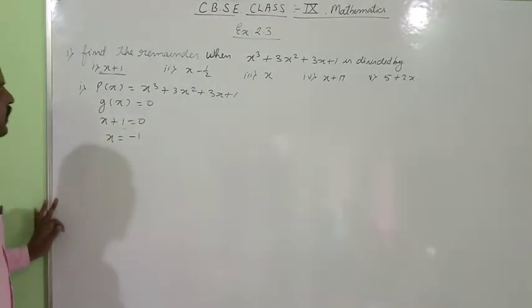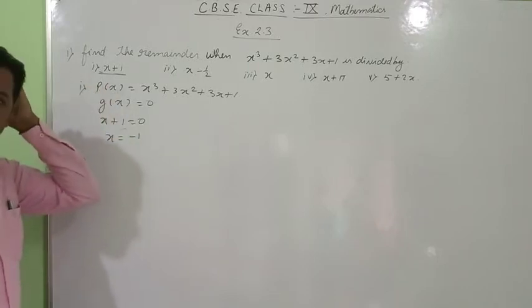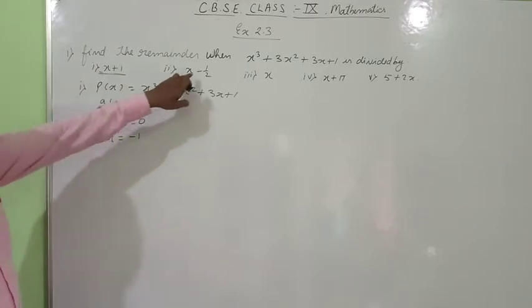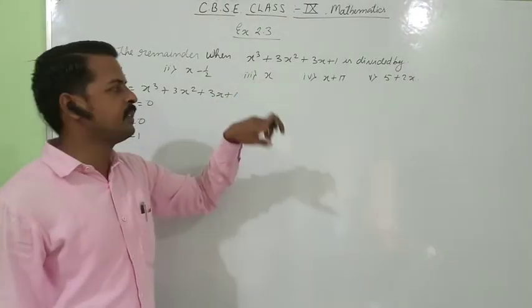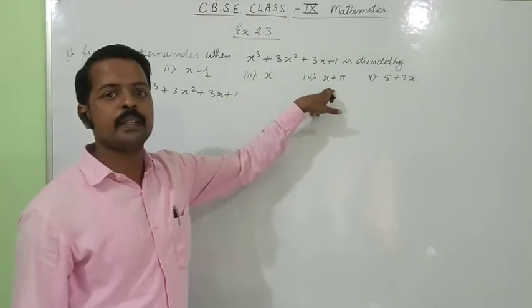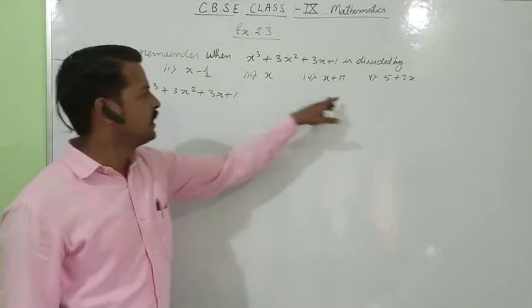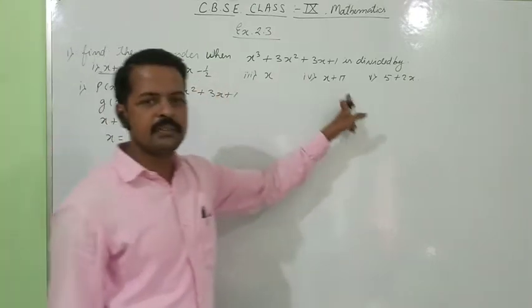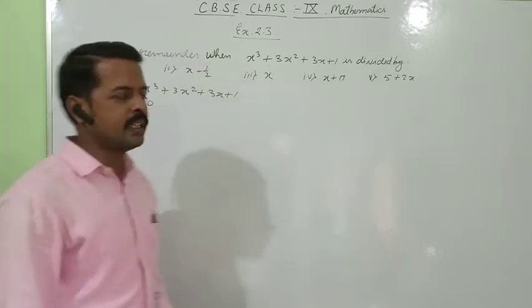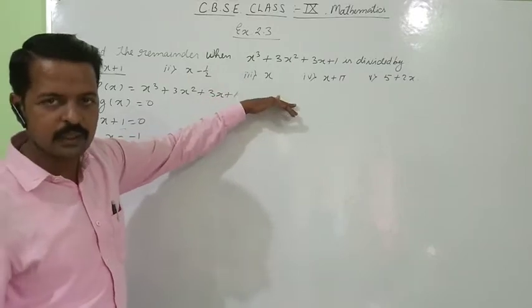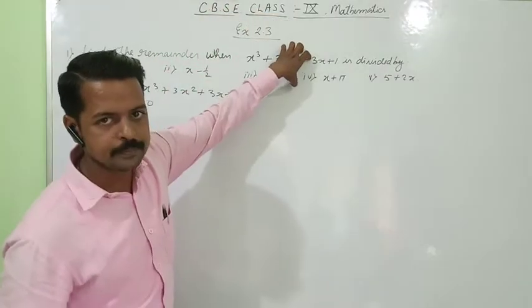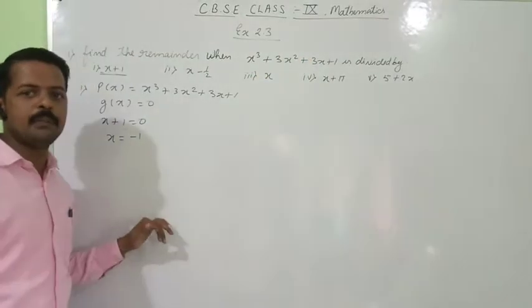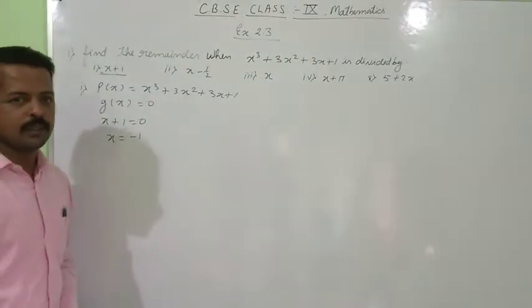ठीक है. तो रिमाइंडर क्या होगा? p of -1 will be the remainder. In this case, p of half will be the remainder. In this case, p of 0 will be the remainder. In this case, p of -5 will be the remainder. समझ में आया? ये सब डिफरेंट डिवाइजर्स हैं, डिफरेंट क्वेश्चंस हैं. तो फर्स्ट ऑफ ऑल क्या करेंगे हम लोग? डिवाइजर्स को इक्वल टू 0 करेंगे और x का वैल्यू फाइंड करेंगे. वही x का वैल्यू पॉलिनोमियल में सब्स्टिट्यूट कर देंगे, तो जो आंसर आएगा दैट विल बी व्हाट? रिमाइंडर ऑफ द गिवन पॉलिनोमियल.